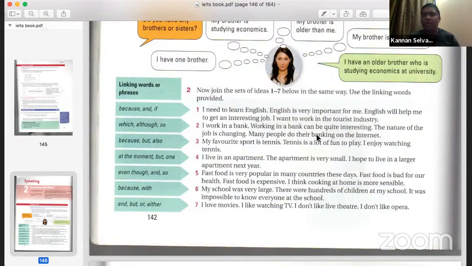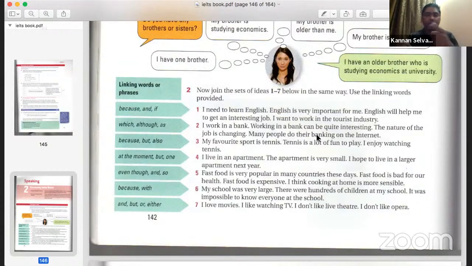Then I made use of if. Why? To get an interesting job, if I want to work in the tourist industry. If is called a condition connector. What do you mean by if condition? Please make a note: if condition, hyphen, neutral. It's a neutral condition, neither positive nor negative. So that is why, if I want to work in the tourist industry, for example, if you call me, I'll talk to you.